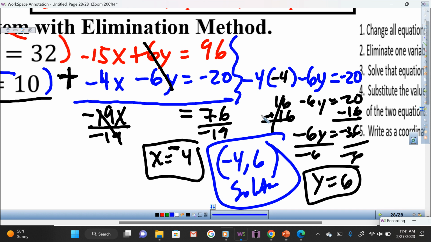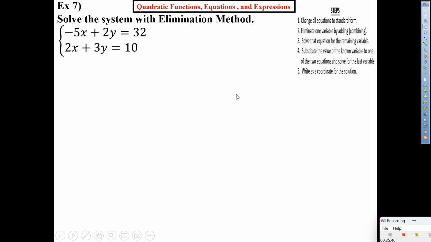All right, let's see how you do by yourself. Ready? Copy this one. Number 8, very similar to the one we just did. 2x plus 5y equals 26, and negative 3x minus 4y equals negative 25.